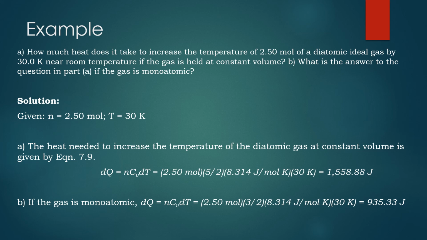For question letter B, if the ideal gas is monoatomic, then dQ equals n C sub V times dT is equal to 2.50 moles times 3 halves times 8.314 joules per mole Kelvin times 30 Kelvin, which is equal to 935.33 joules.